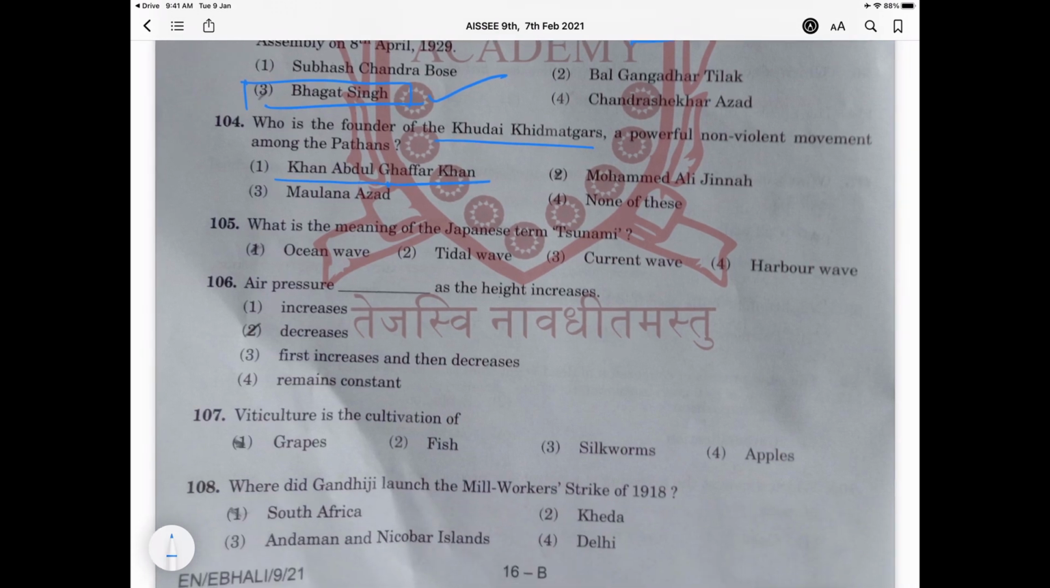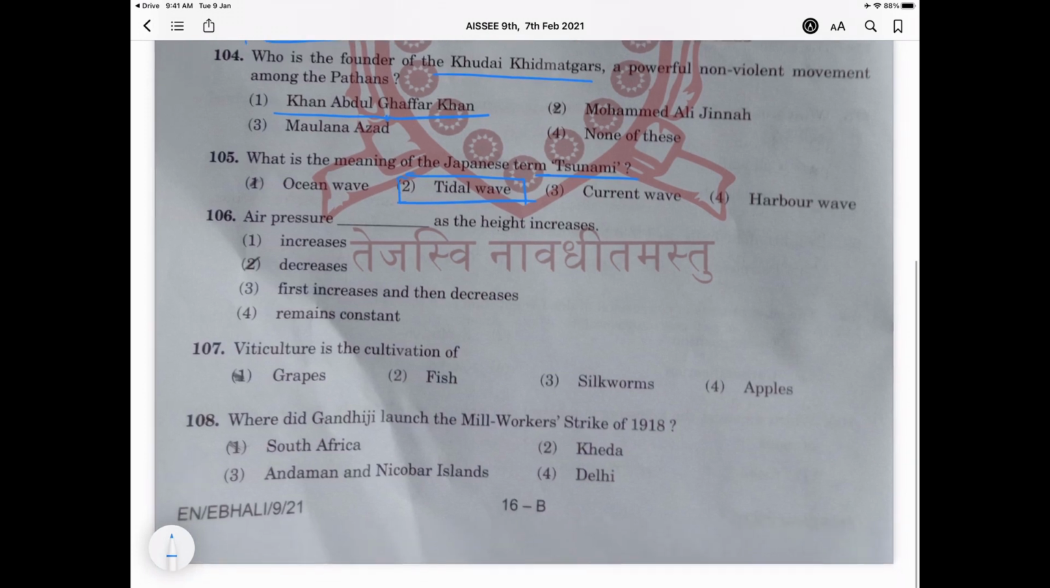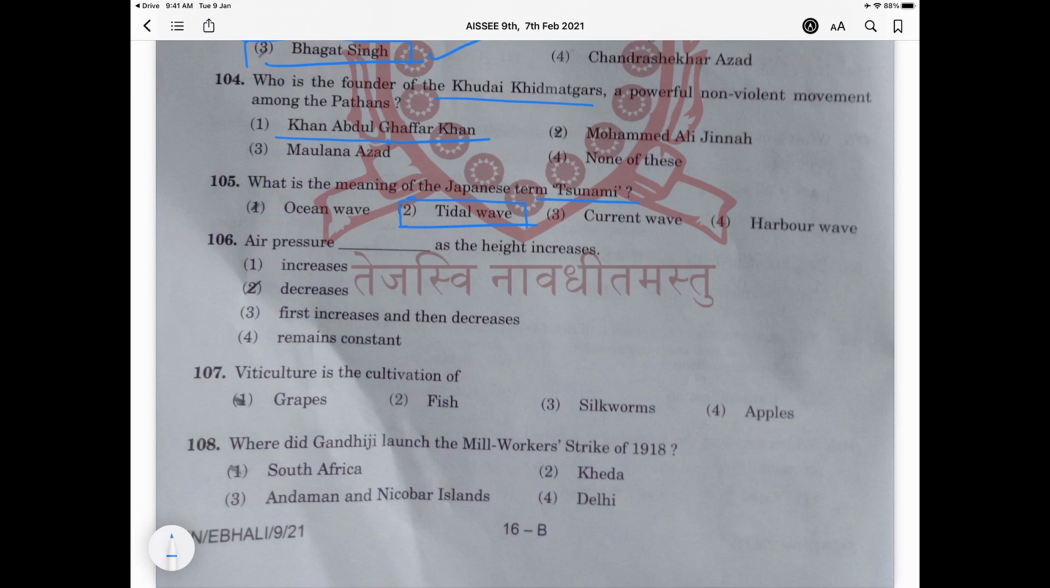What is the meaning of the Japanese term tsunami? And it's a tidal wave, huge tidal wave. ठीक है. In question number 106, air pressure dash as the height increases, so it decreases. Viticulture is the cultivation of grapes. In question number 108, where did Gandhiji launch the mill worker strike of 1918? So the mill worker strike is also a pretty famous incident in our independence struggle, and the correct answer is option number 2, Kheda.